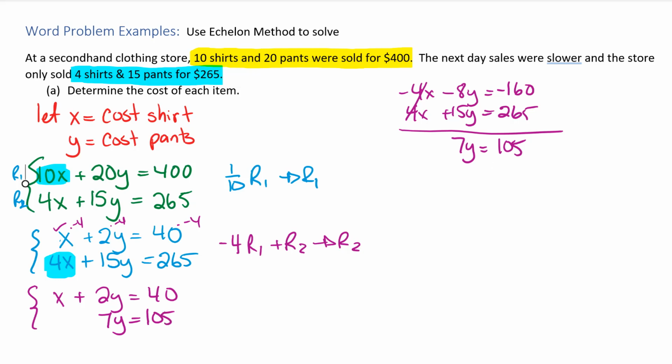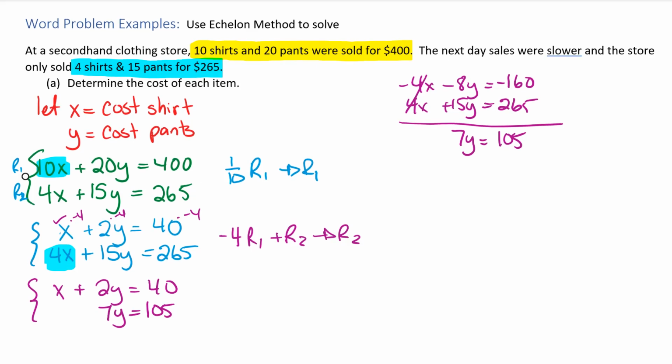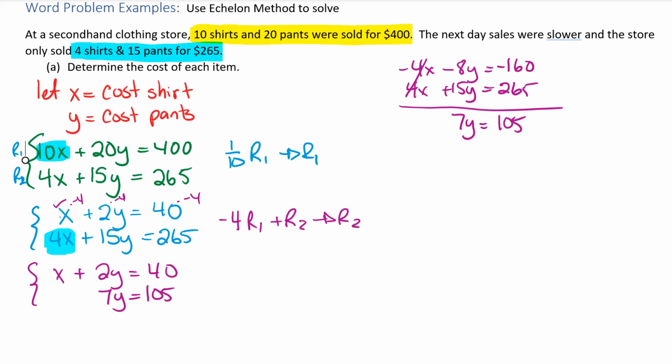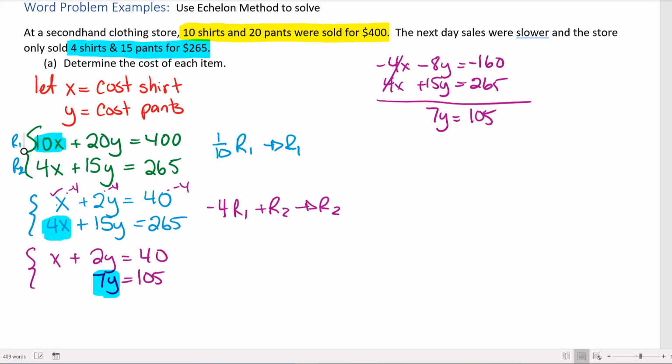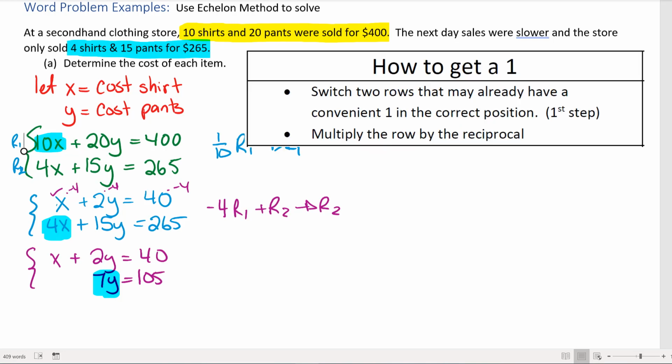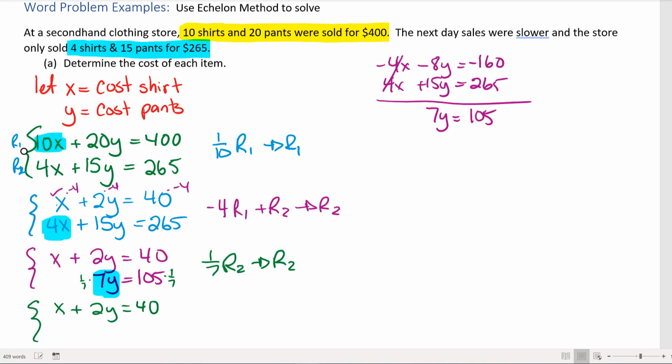Next, I want to get a 1 where there's a 7y. So I want a 1 here so that I have 1s down the diagonal. So to get the 1, I am going to take the reciprocal, which is 1/7 times row 2, put that back into row 2. Notice that row 1 is going to stay the same. And I'm just going to multiply by 1/7 to both sides. So that gets me y is equal to, and 105 divided by 7, if you need to, you can take a calculator out, is going to be equal to 15.